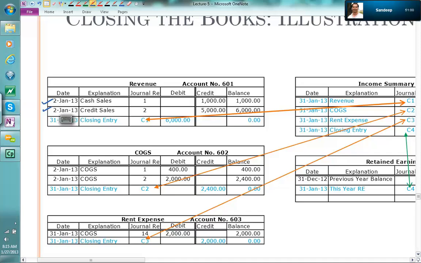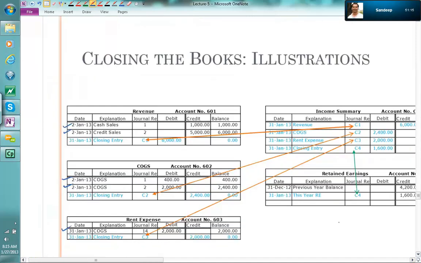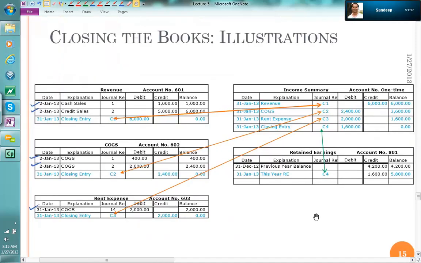So you have the revenue account. Similarly, you have expense accounts. There are two transactions in the COGS expense account. Similarly, for rent expense you have one entry. So there are a few entries, and then in the retained earnings, there is the previous year balance. Suppose you already started the business last year and you had some profit last year. 4,200 is already there in the retained earnings from last year. Now let's see what we do.